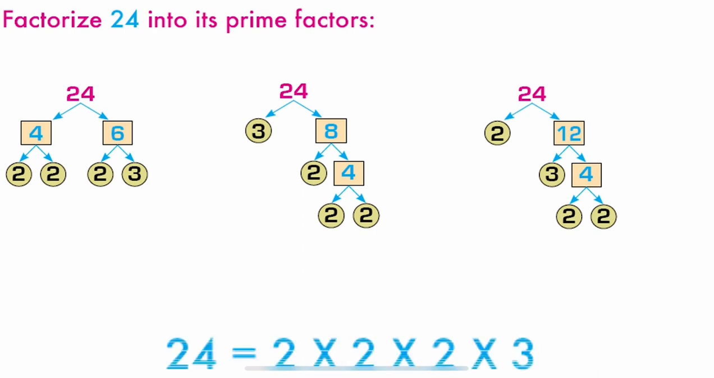So we can say that 24 equals 2 times 2 times 2 times 3. By 3 different ways, 24 is 2 times 2 times 2 times 3. This is called prime factorization. We factorize the number to its prime factors.